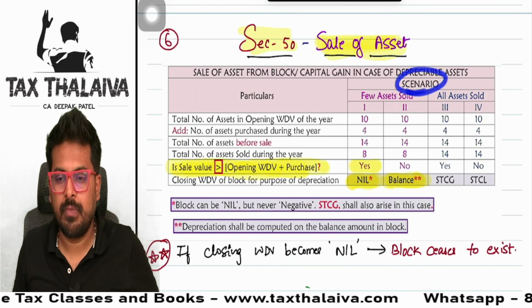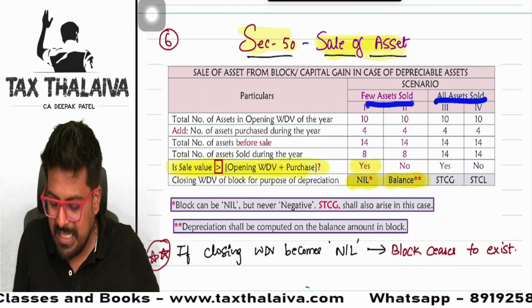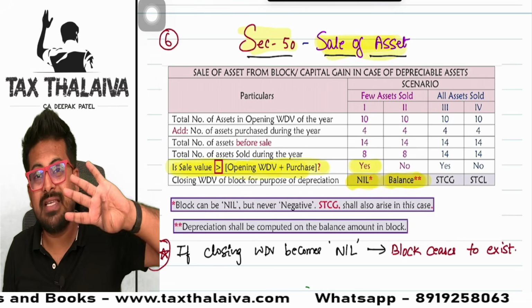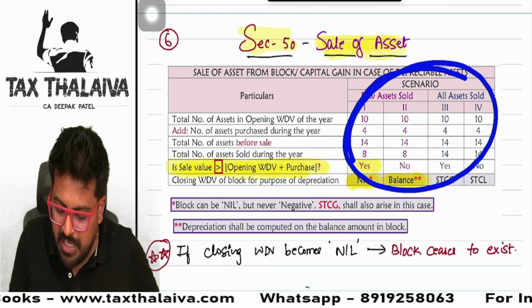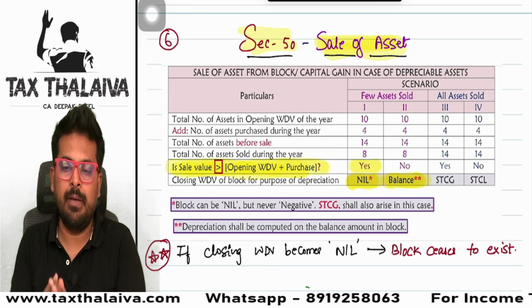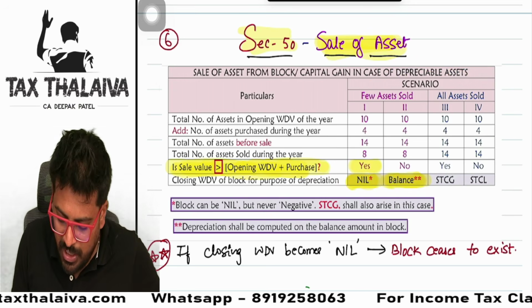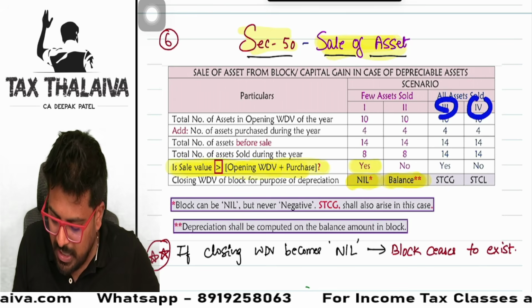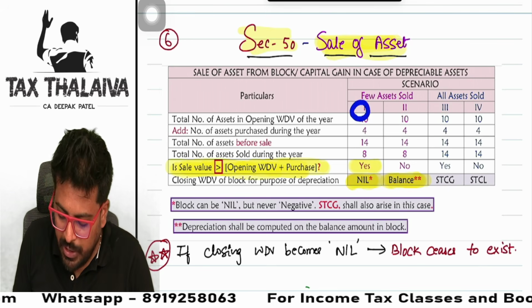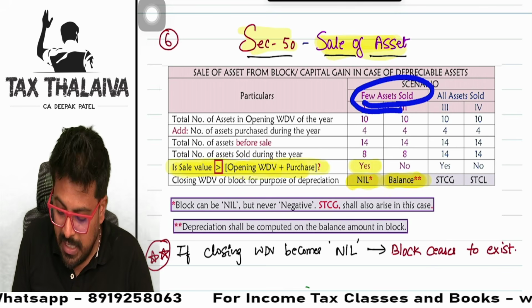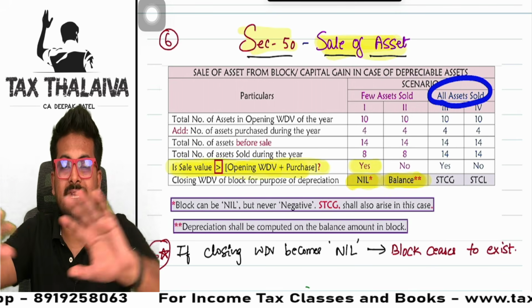Scenario, few assets are sold, all assets are sold. Whatever 4 scenarios I taught you, this has been given here in a summarized table manner. Scenario 1, Scenario 2, Scenario 3, Scenario 4. In Scenario 1 and 2, we are only selling few assets. In Scenario 3 and 4, we are selling all the assets in the block.